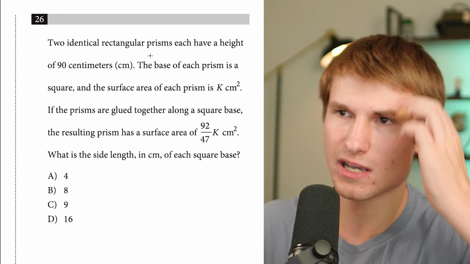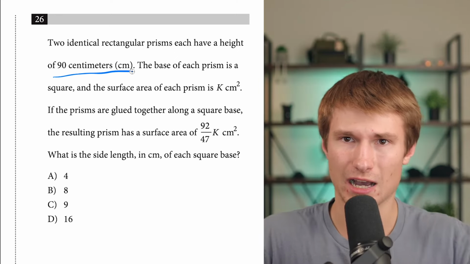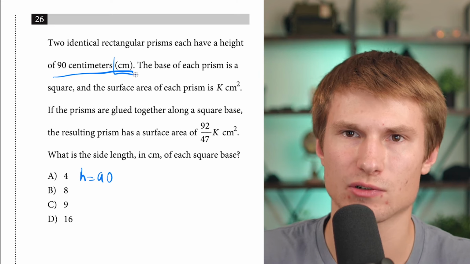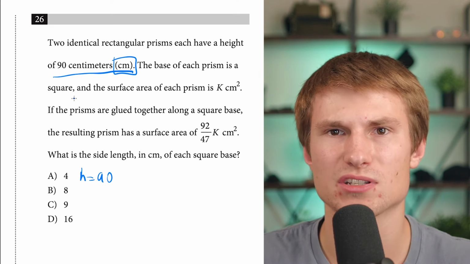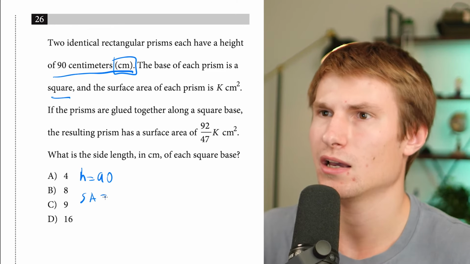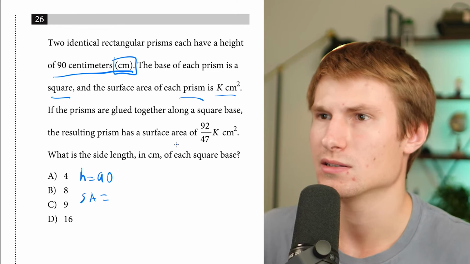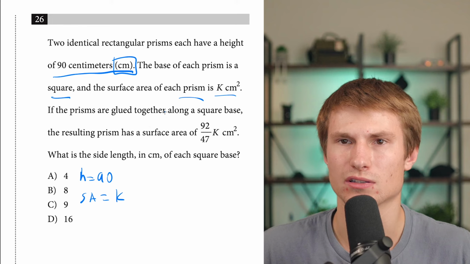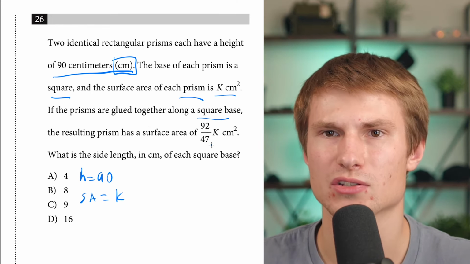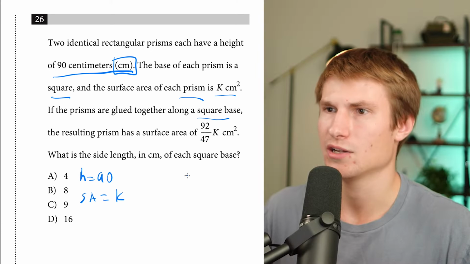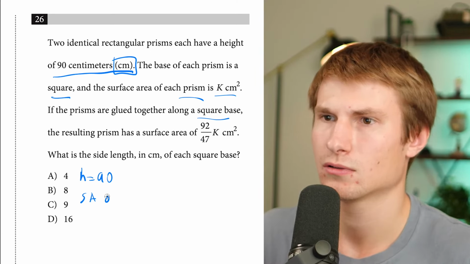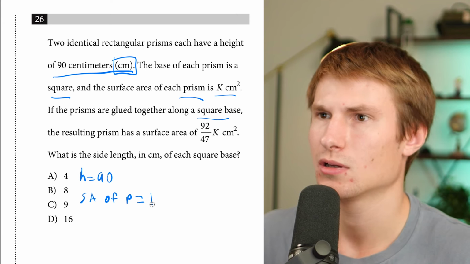Here's 26. 2 identical rectangular prisms each have a height of 90 centimeters, so I'll go ahead and write H equals 90. I'll also look out for any sort of change in units. The base of each prism is a square, and the surface area, so I'll just write that as SA, of each prism is K centimeters cubed, so we're still dealing in centimeters. If the prisms are glued together along a square base, the resulting prism has a surface area of 92/47. So let me change this to surface area of, we'll do P for prism, is equal to K.